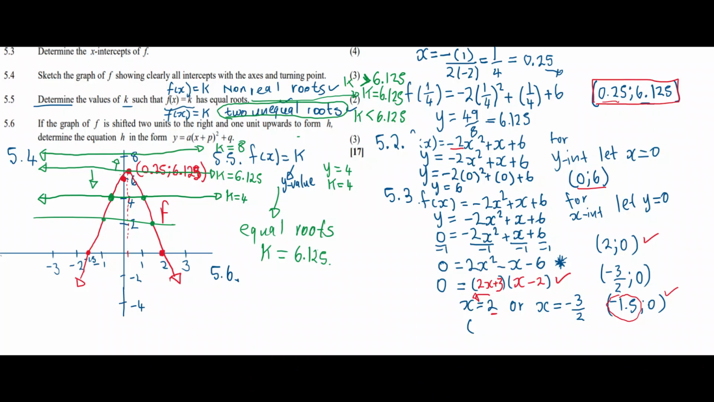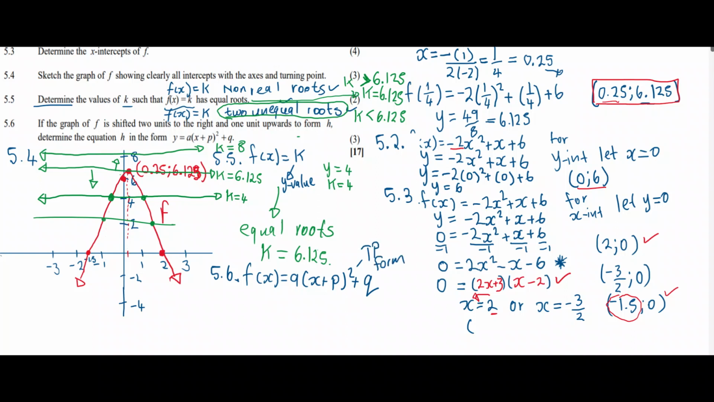For 5.6, if the graph of f is shifted 2 units to the right and 1 unit up to form h, which is the new equation, what we have to do technically here is go to the function f of x and write this function in this form.